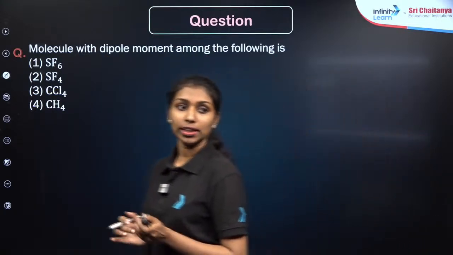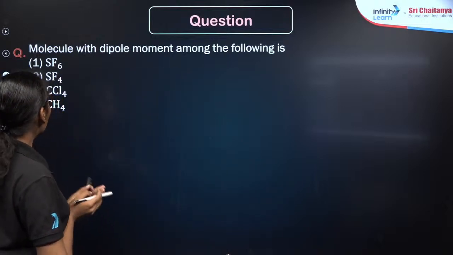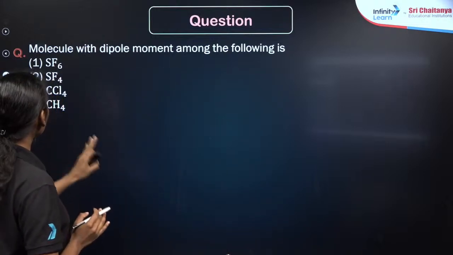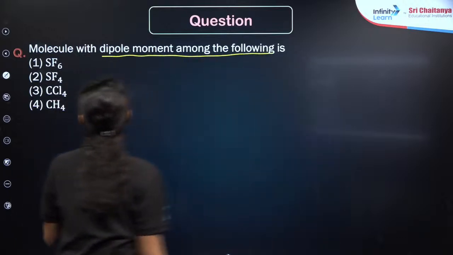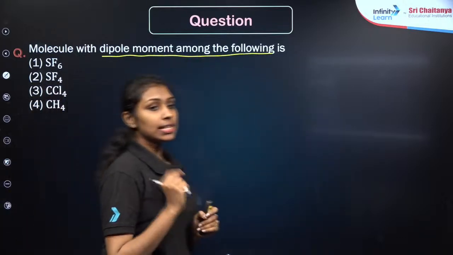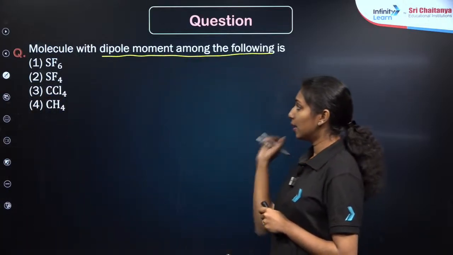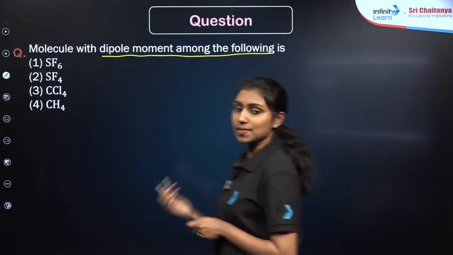Again, take it as homework. Based on the dipole moment, you have to identify which of the following molecules shows a dipole moment, which means that only one shows a non-zero dipole moment here. Take a note of it and give me the answer in the next session.